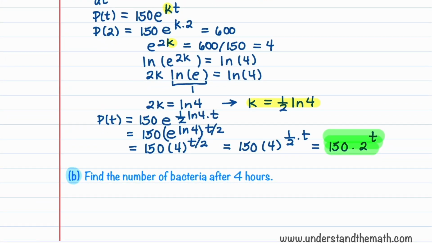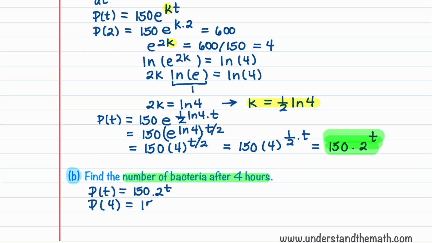Let's now find the number of bacteria after 4 hours. This is a lot easier. All we have to do is take our expression that we found for P and substitute in that T is equal to 4. So let's write down our expression for P. P of T is 150 times 2 to the T. Now we're going to plug in that T is 4.